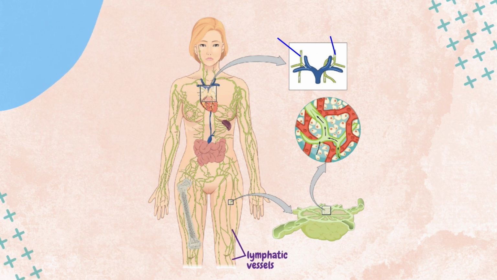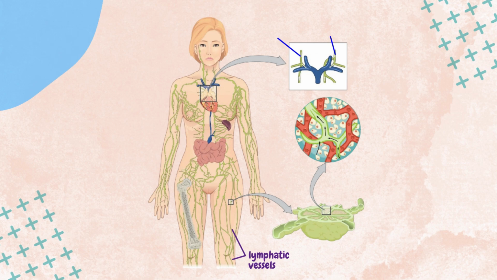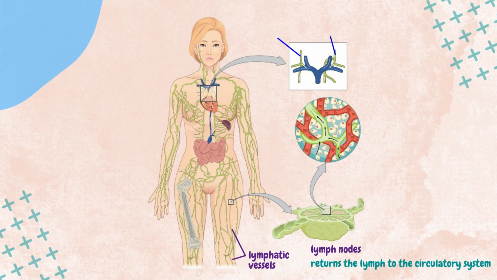The lymphatic vessels play an essential role by transporting lymph through the body. It filters the lymph through lymph nodes and, eventually, returns the lymph to the circulatory system. Lymphatic capillaries are more permeable than blood capillaries, so they absorb not only excess fluid, but also larger molecules like proteins, bacteria, and cellular debris. Lymph is transported toward the heart.